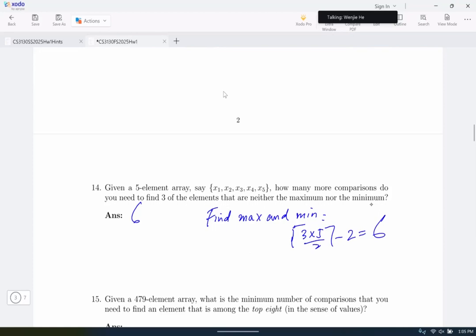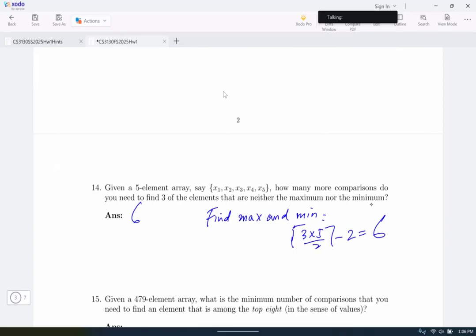With 6 comparisons, we can find both the maximum and minimum. After you find them, take away the maximum and minimum from the group. The remaining 3 are left. That's what we need. So the 3 together form a solution.